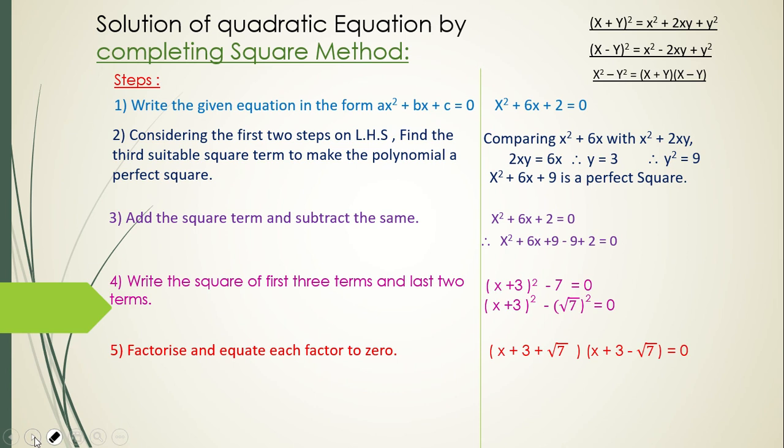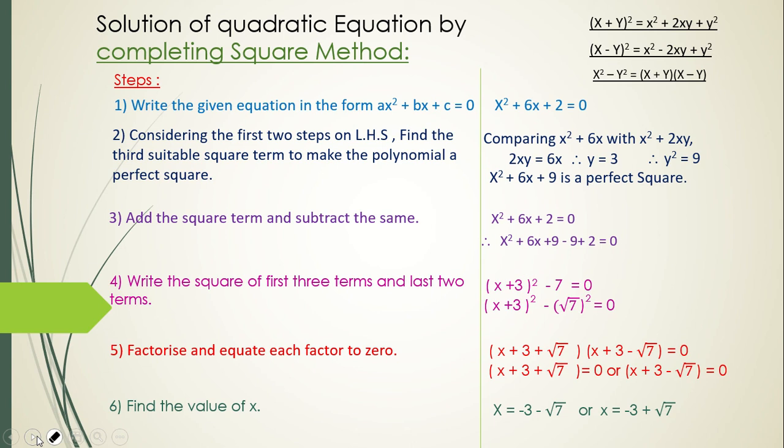Now equate each factor to 0. We got the factors already. Equate each factor to 0 and you will know how to get the value of x. Find the value of x now. x is equal to −3 − √7, or x is equal to −3 + √7.